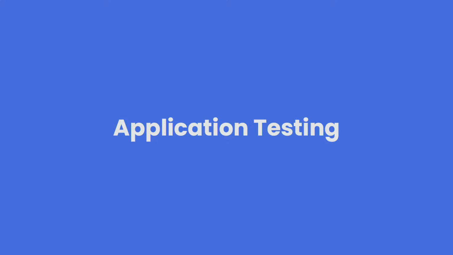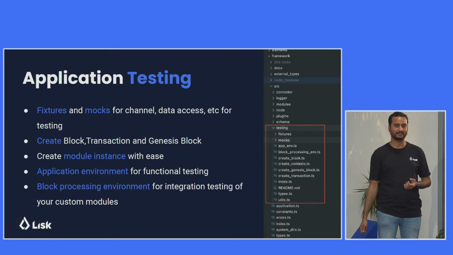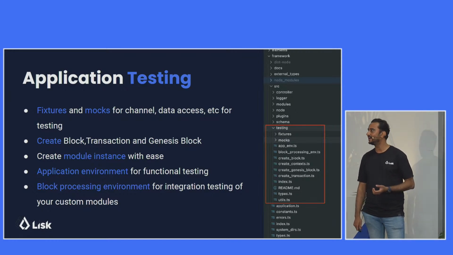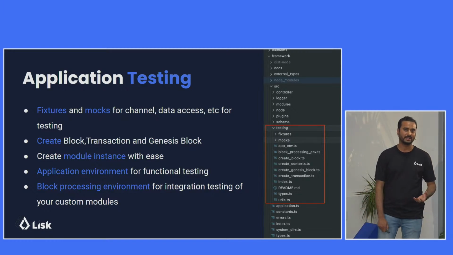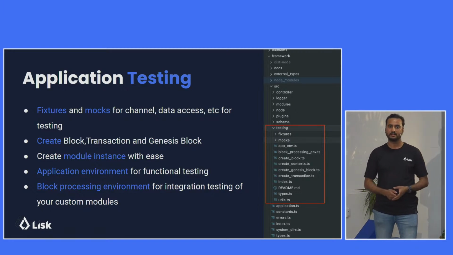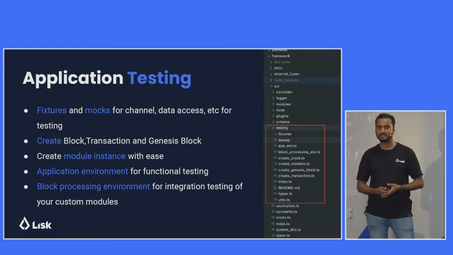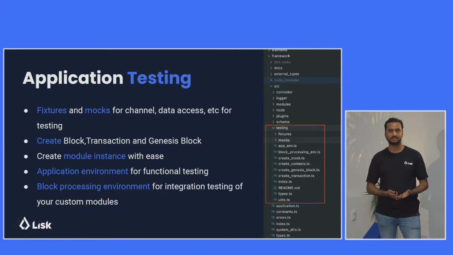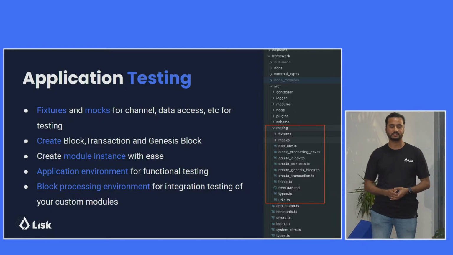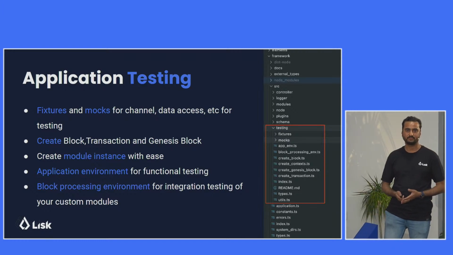And then finally, application testing. It's a bit hard to test your blockchain application, and we also faced this kind of issue while developing Lisk SDK. For that, we thought, why not expose these testing utilities like fixtures, mocks, etc. So when you are writing your blockchain application, you can simply test it by including these testing utilities. For example, getting an application environment for your functional testing, or a block processing environment for integration testing, etc. And this ensures that quality projects are coming into the Lisk ecosystem, which are thoroughly tested.